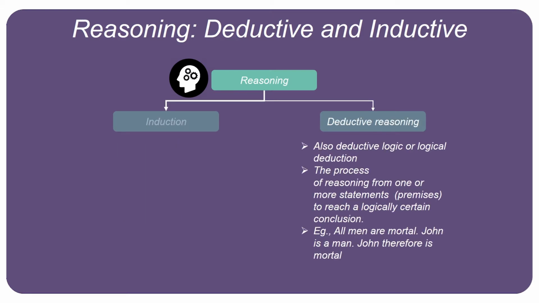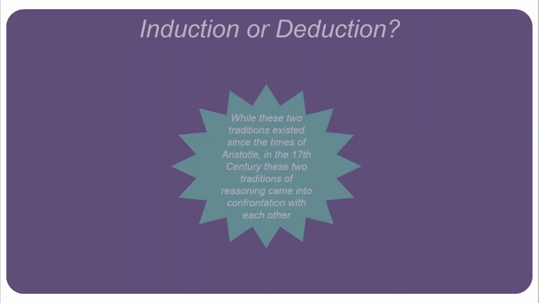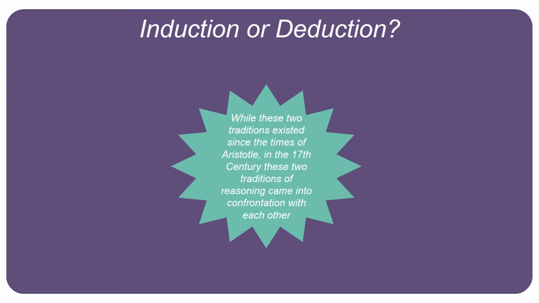On the other hand, deductive reasoning, or deductive logic, or logical deduction, is a process of reasoning from one or more statements to reach a logically certain conclusion. All men are mortal, John is a man, and John is therefore mortal. So, which logic has to be followed, induction or deduction?